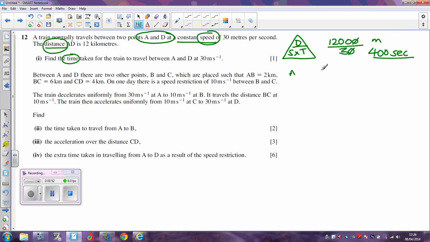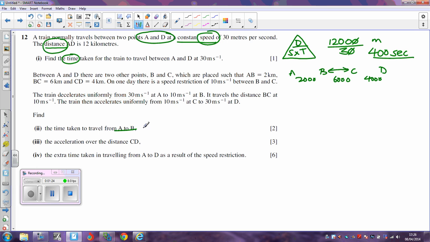So we've got A, and then the train goes from A to B, B to C, and C to D. And what's happening is that you've got 2,000 meters between A and B, you've got 6,000 meters between B and C, and you've got 4,000 meters between C and D. And on one day there's a speed restriction between B and C. So what happens is that the train decelerates between A and B, constant speed then between B and C, and then it accelerates until it gets back to D.